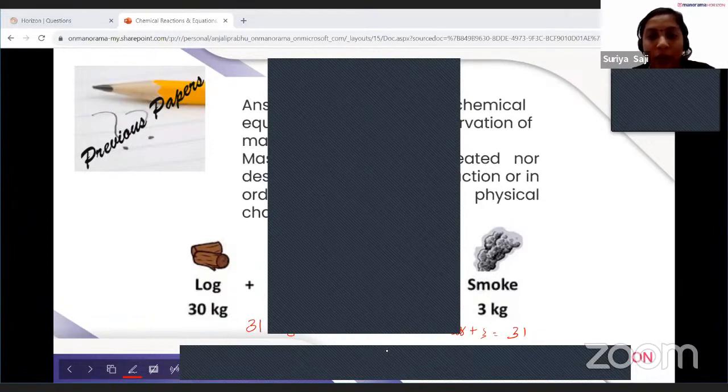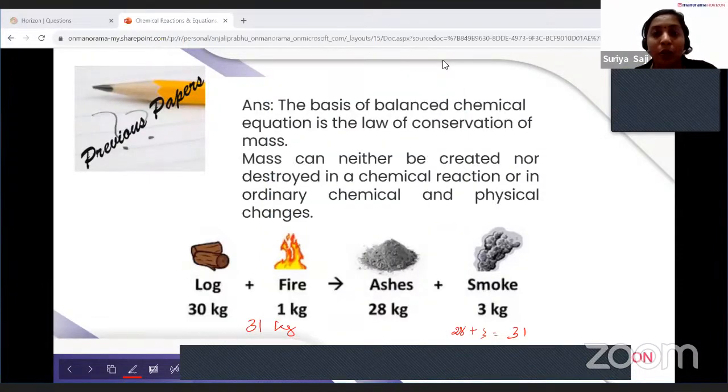Is it okay, have you understood this? How the balancing of a chemical equation is based on the law of conservation of mass. If you write any chemical equation, it is based on the law of conservation of mass only. In all balanced chemical equations, if you check the total mass on the reactant side and the product side, it will definitely obey the law of conservation of mass.